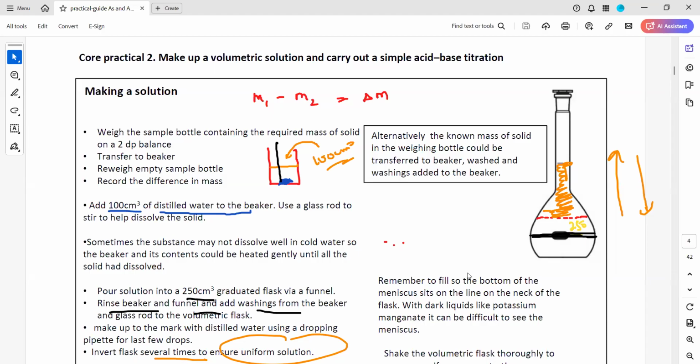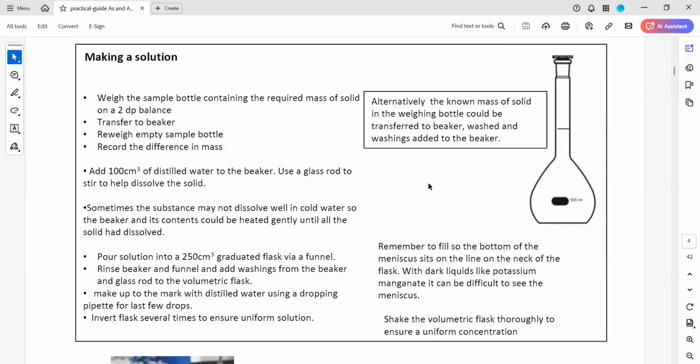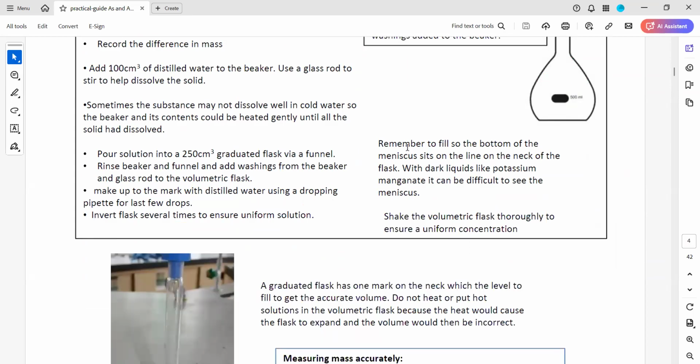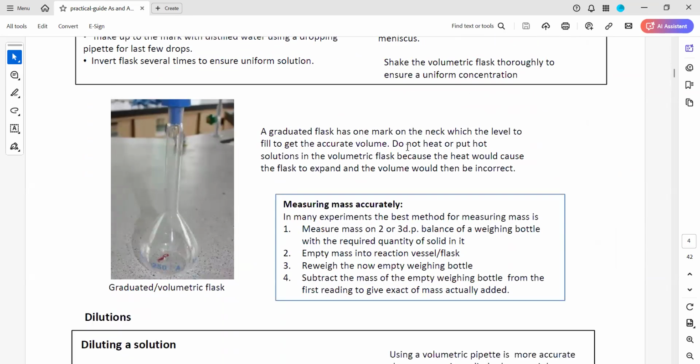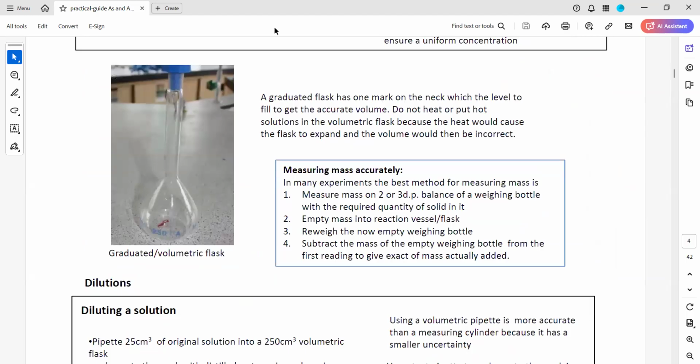Is it clear how we make the volumetric solution for using it in titration? The graduated flask, or you can also say a volumetric flask, has only one mark on the neck, which is the level to fill to get an accurate volume.